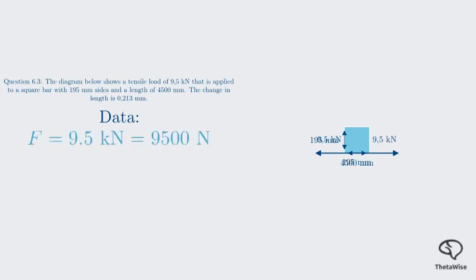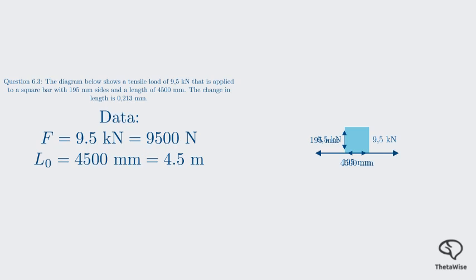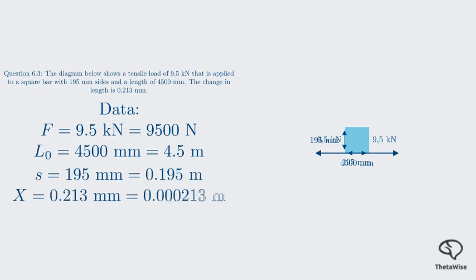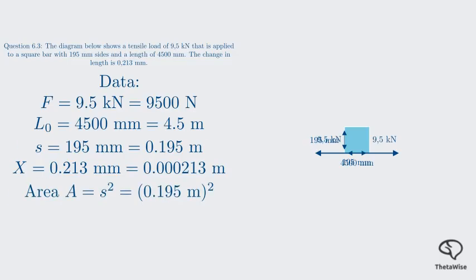The force, F, is 9.5 kilonewtons, which is 9,500 newtons. The original length, L naught, is 4,500 millimeters, which is 4.5 meters. The side length, S, is 195 millimeters, or 0.1995 meters. The extension, X, is 0.213 millimeters, or 0.00213 meters. We also need the area, which for a square bar is side length squared. So A equals 0.15 meters squared. Let's tackle the first part of question 6.3, calculating the stress. This is part 6.3.1.